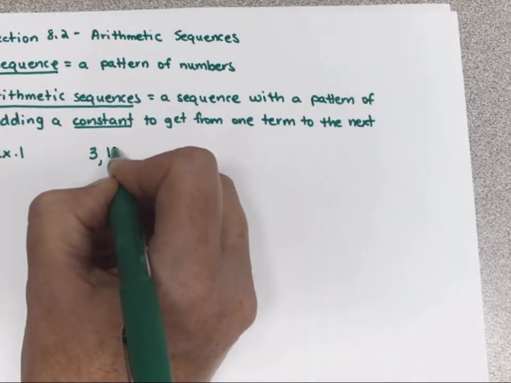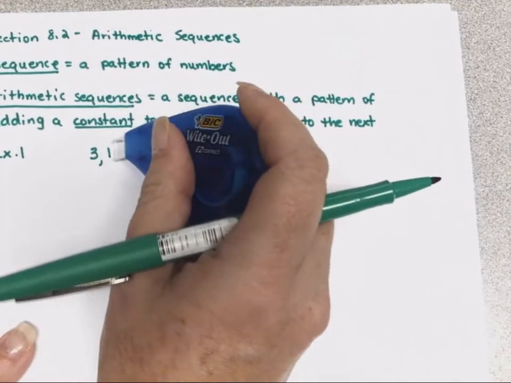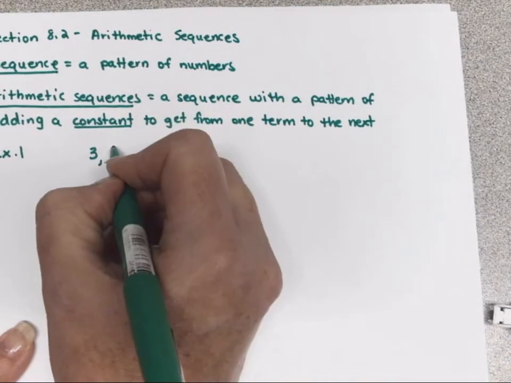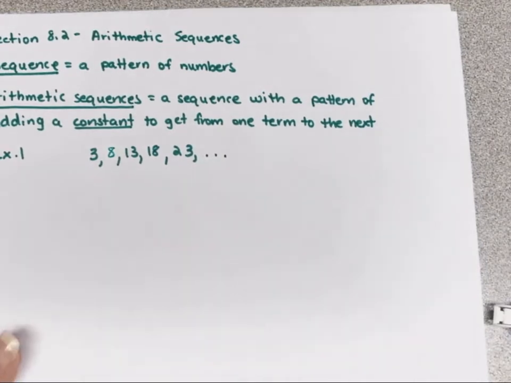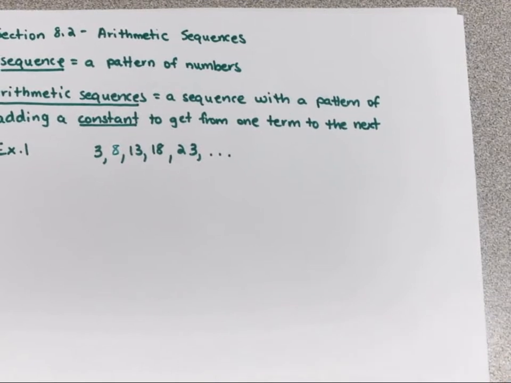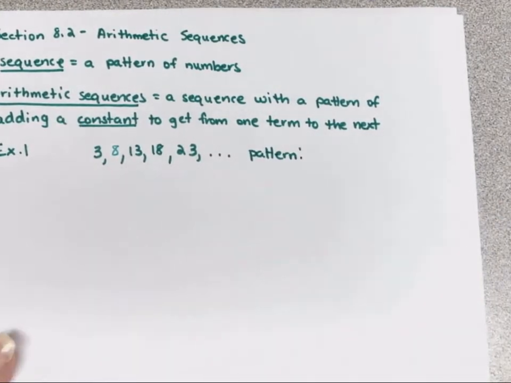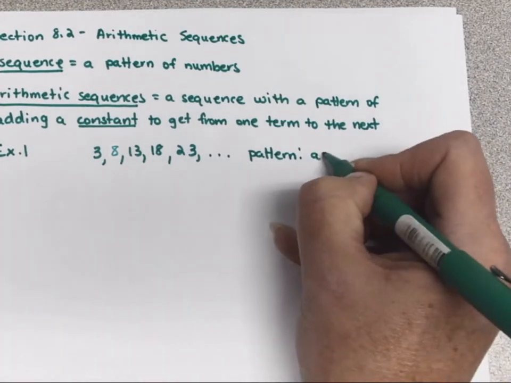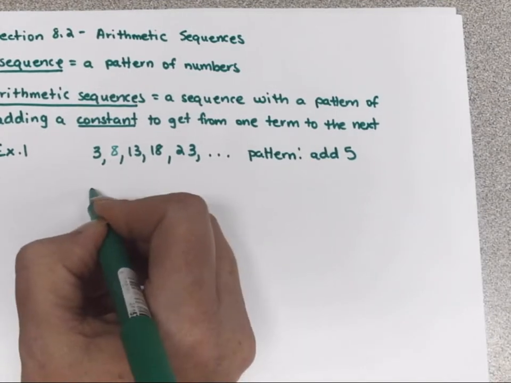So let's say that you had a sequence that looked like 3 for the first number, 8, 13, 18, 23, and then we're just going to say ... implying that what happens with this sequence? It goes on for how long? Forever, yes. Okay. So I think we can kind of see that the pattern is pretty consistent, right? What are we consistently adding to get from one term to the next? We're consistently adding 5 to the previous number, right?